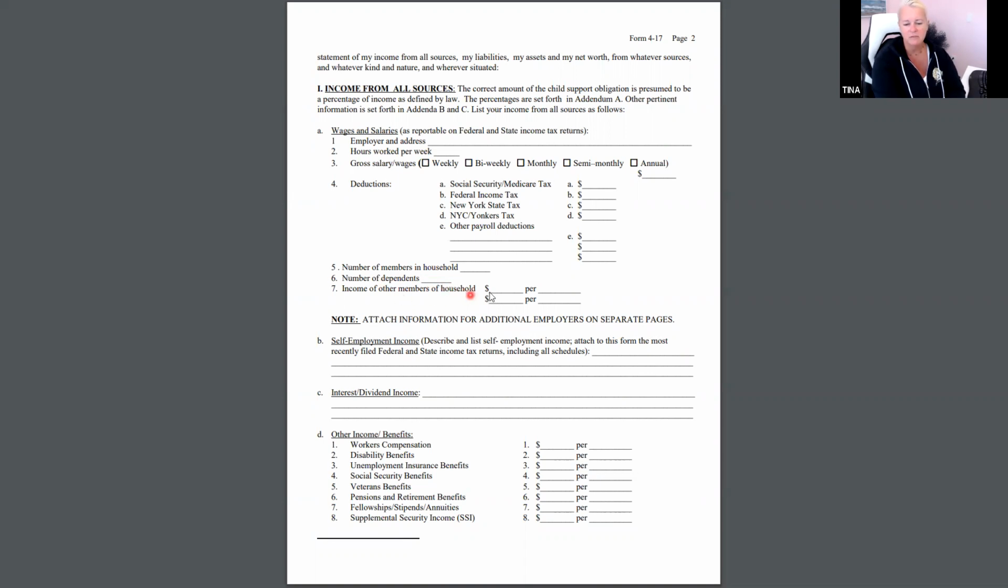Income of other members of household. Please do everybody a favor and don't say you don't know what your spouse, boyfriend, girlfriend earns. I mean, really. Right, Tim? Come on. The court's going to know that you're lying there.